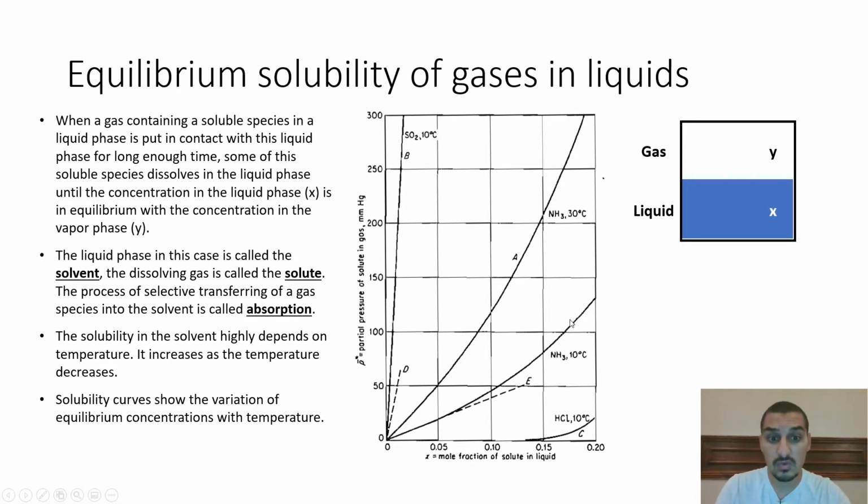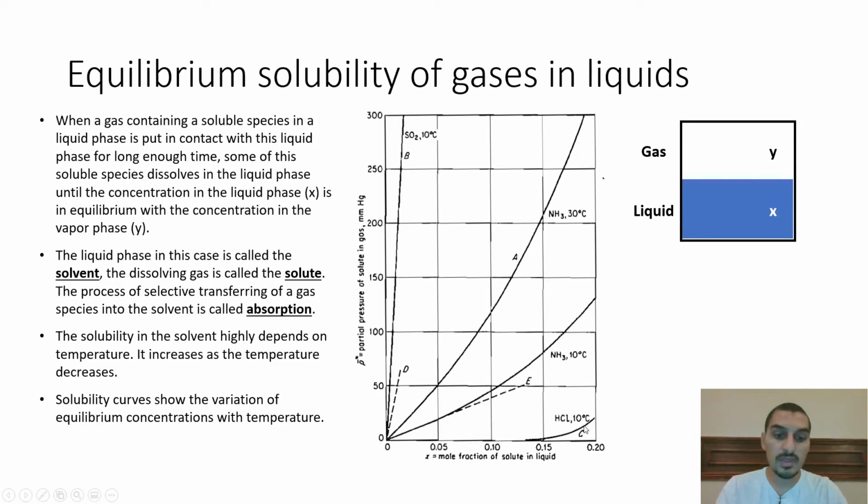So it's important to spend some time here to get some information from this chart. The first thing we see, if we compare curve B to curves A and C, is that the three are at the same temperature, but the curves take different shapes because of the different solute dissolving in water. Despite the curves being done at the same temperature, 10 degrees Celsius, the HCl behaves differently from ammonia and from the SO2.